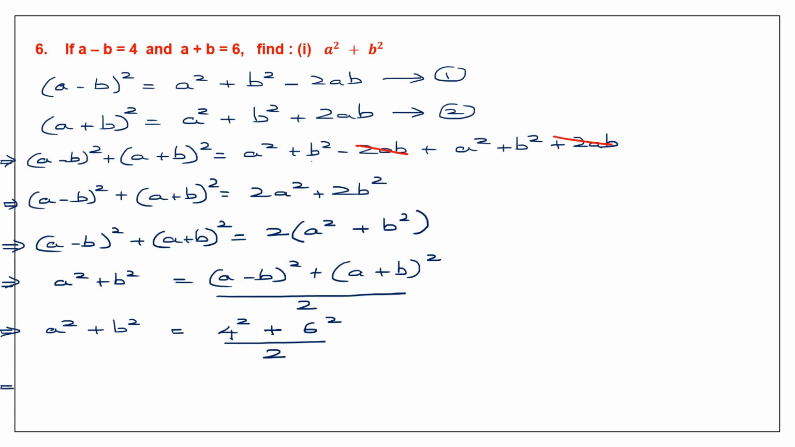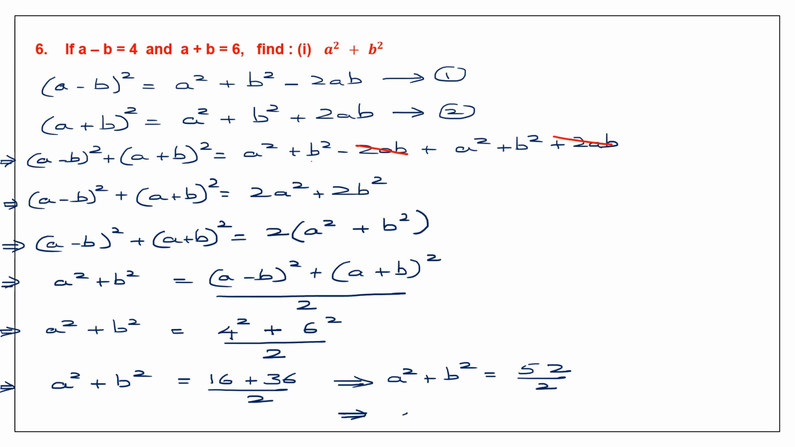So now let's simplify this. So a square plus b square is equal to 4 square, 4 fours are 16, plus 6 square, 6 sixes are 36, by 2. So what does that mean? It means a square plus b square is equal to 16 plus 36 is 52, 52 divided by 2. So now we can find the value of a square plus b square by dividing 52 by 2, and that is 26. So this is our answer, 26.